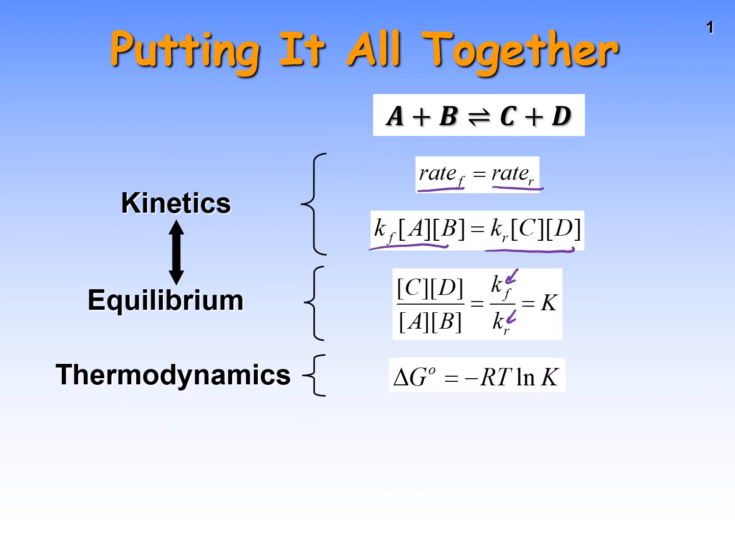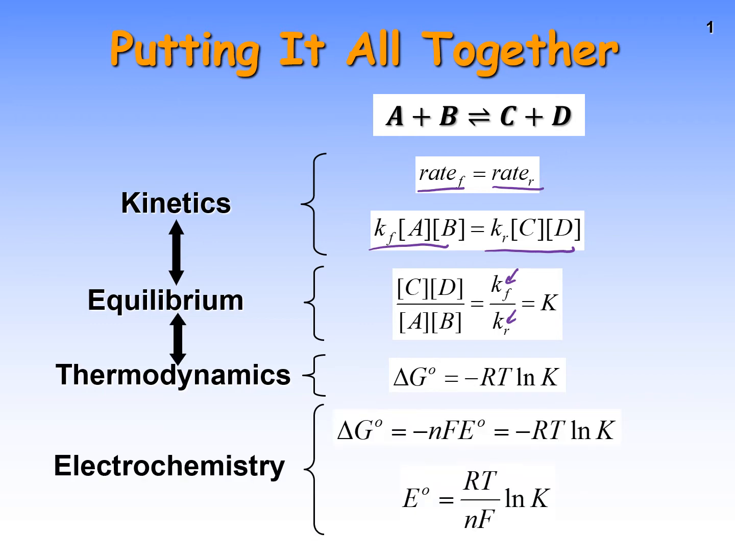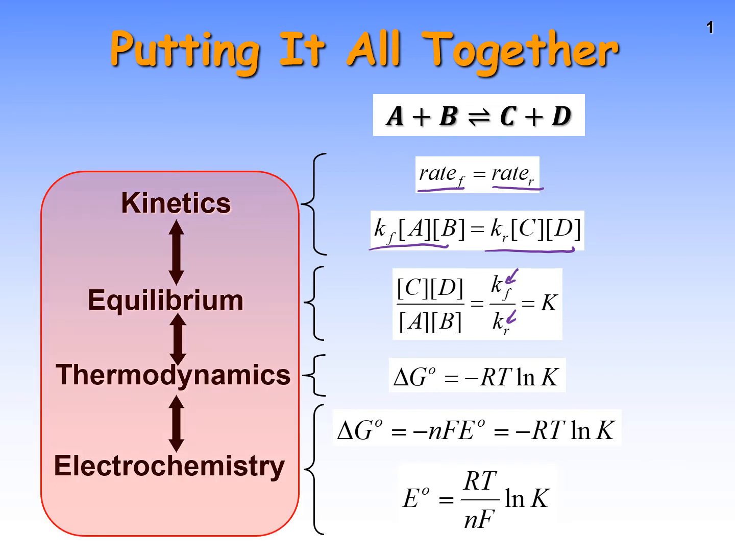Then in chapter 18, we started talking about how equilibrium relates to thermodynamics. We know that there is a relationship between the equilibrium constant and delta G. And then in this chapter, we talked about how delta G relates to E naught cell and how equilibrium constants relate to E naught cell. So as you can see, these all interlink together. All the chapters we've covered in this class up to this point are very related to each other.